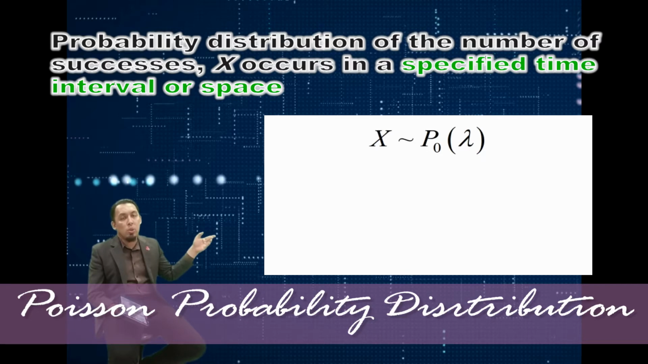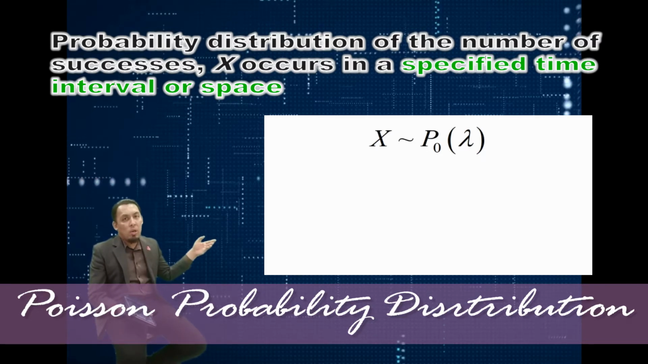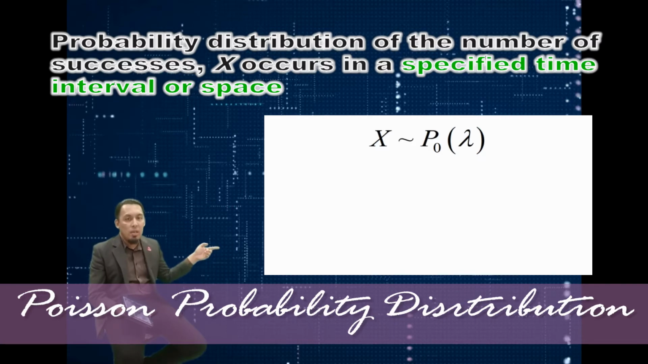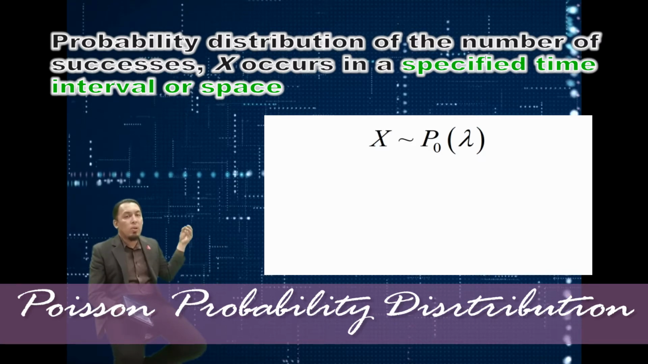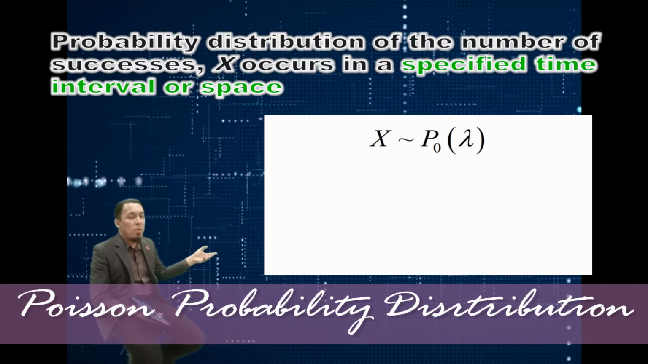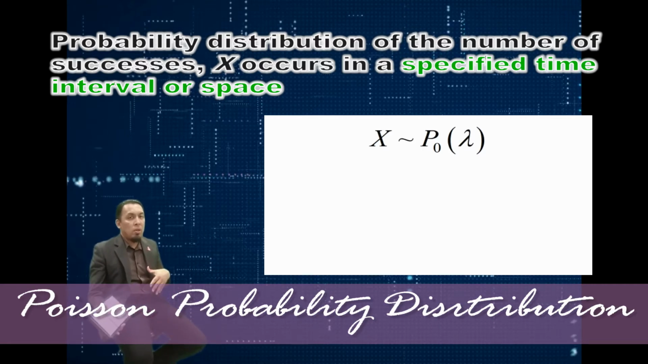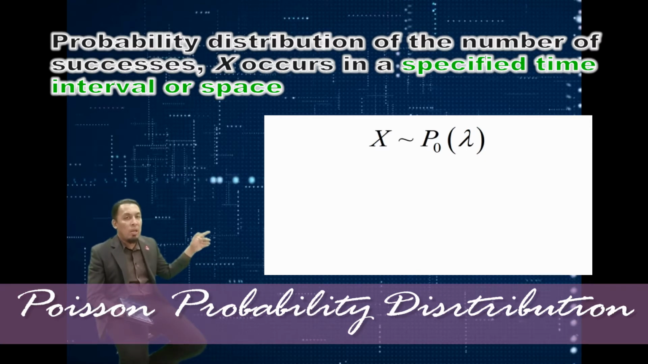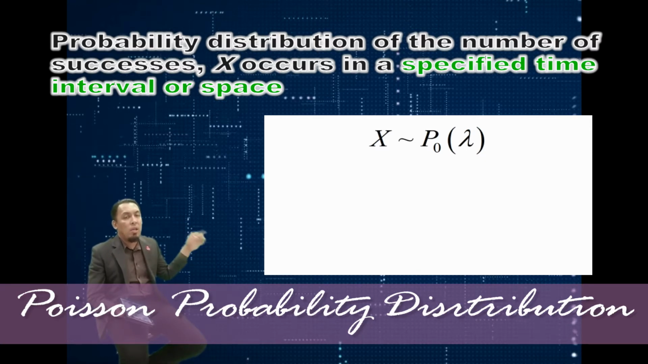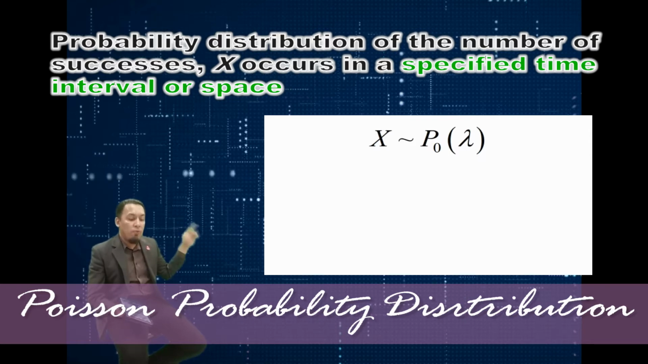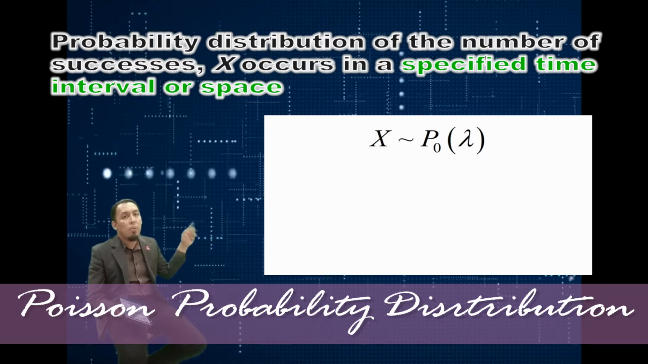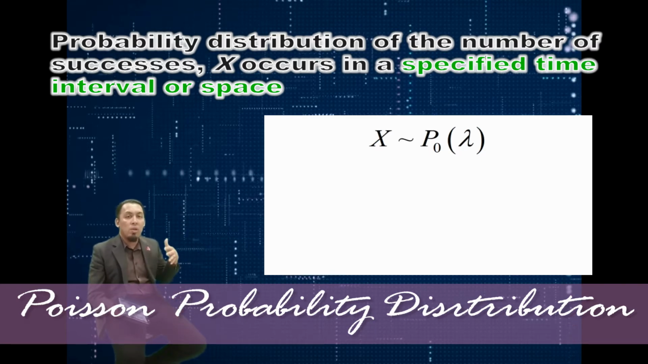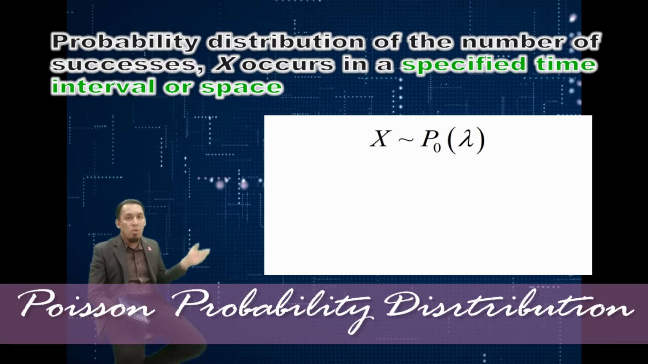X approaching Po, capital Po represents Poisson, and you have a bracket there with lambda inside it. So what does this expression show? Compared to binomial where you have n and p inside the bracket, this shows that lambda is the only important value that you need to know before we can answer a Poisson question. If you know the lambda, then you should be able to solve a Poisson question.